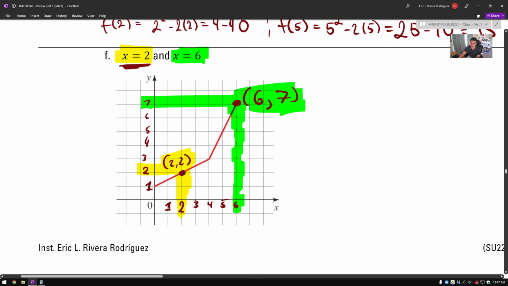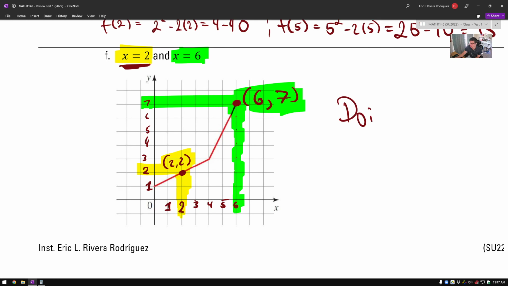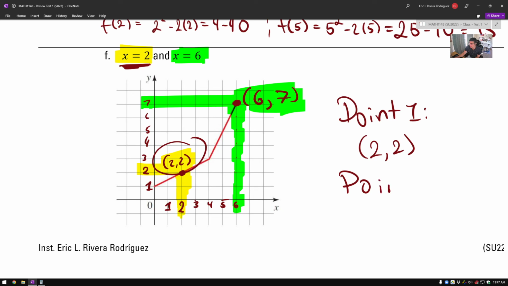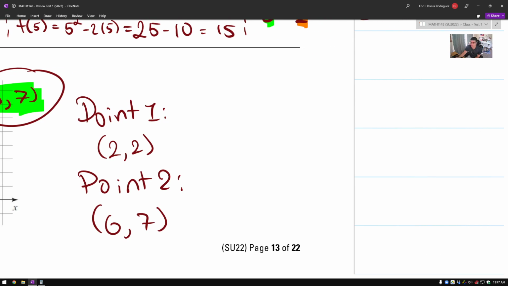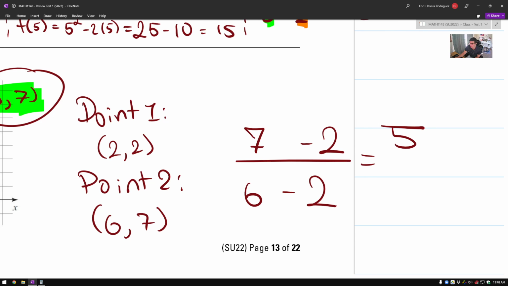So we got point 1, which is this one, (2, 2). Point 2 is this one, (6, 7). And now we need to calculate the average rate. So 7 minus 2, this is the formula of the average rate, and then 6 minus 2. This is going to give us 5/4, and that is the answer.